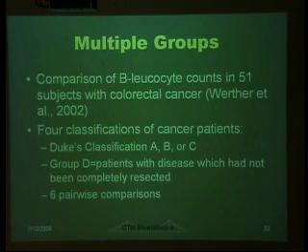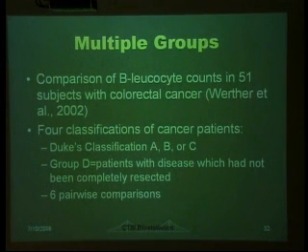Another scenario where you would need to deal with multiple testing is when you're dealing with multiple groups, okay? More than 2 groups, for example. This is a study comparing B leukocyte counts in 51 subjects with colorectal cancer. There's 4 classifications of cancer patients that were studied here. There's a Duke's classification system which gives you classes of A, B, or C. And then there's a 4th group, group D, which refers to patients with disease which had not been completely resected. So we have 4 groups, and there's actually 6 pairwise comparisons that you can do among those 4 groups.